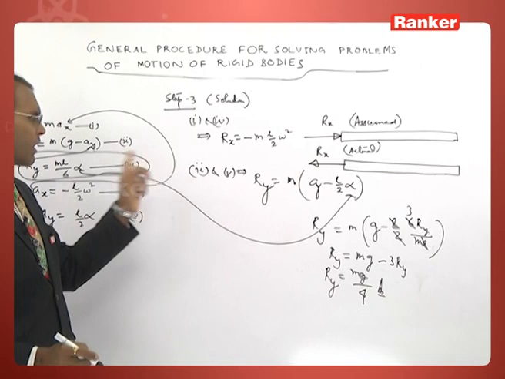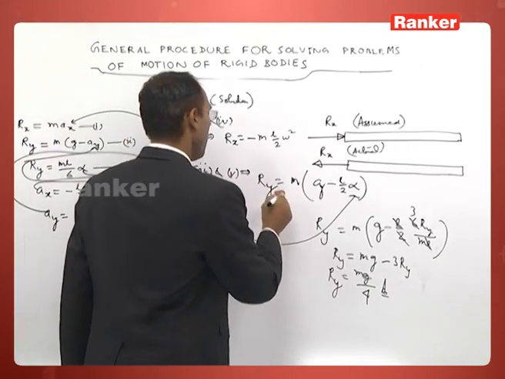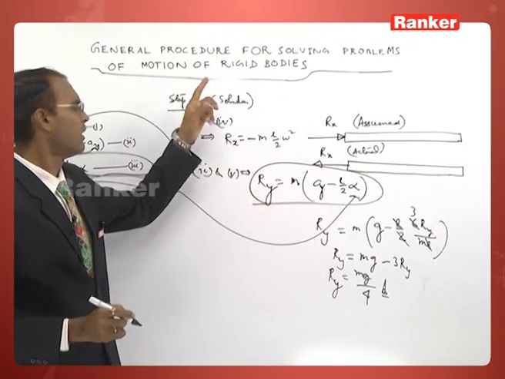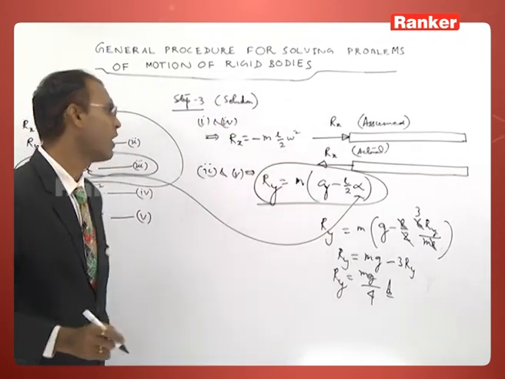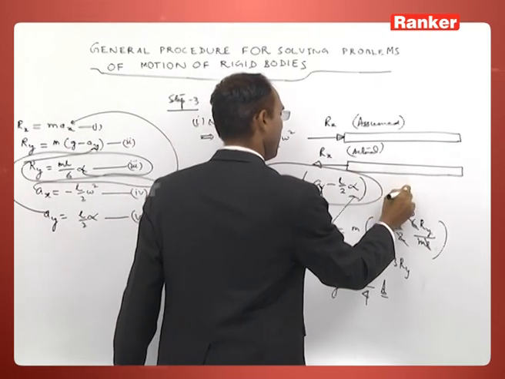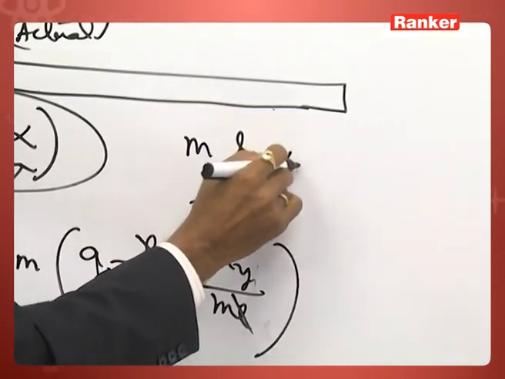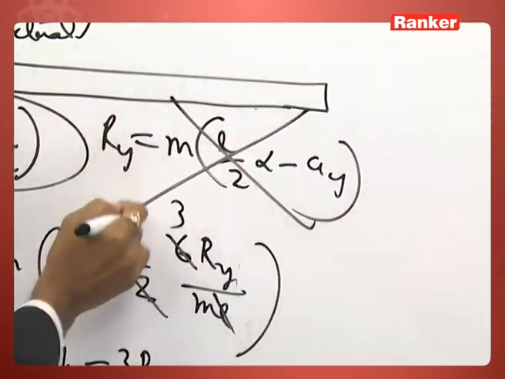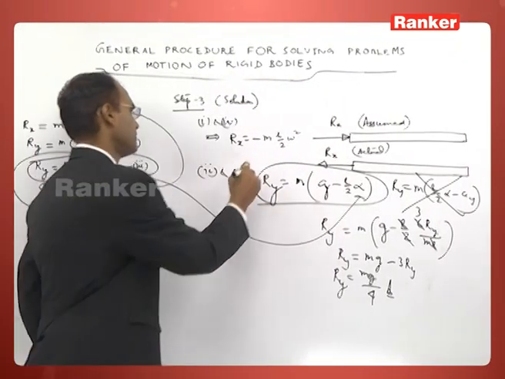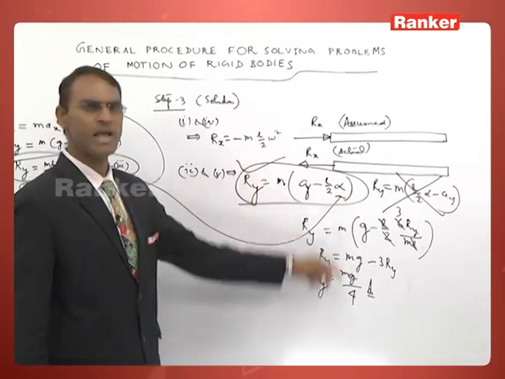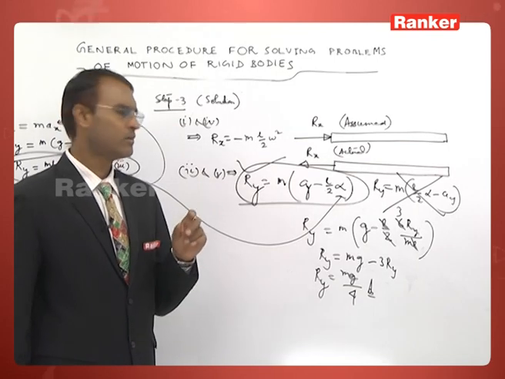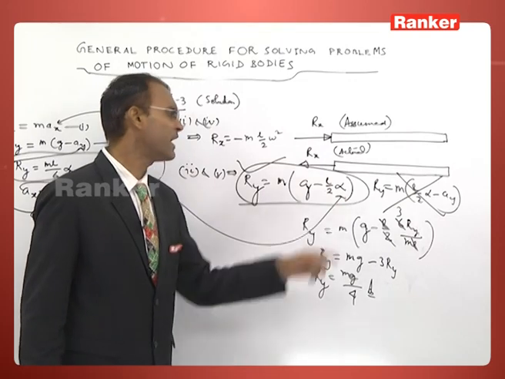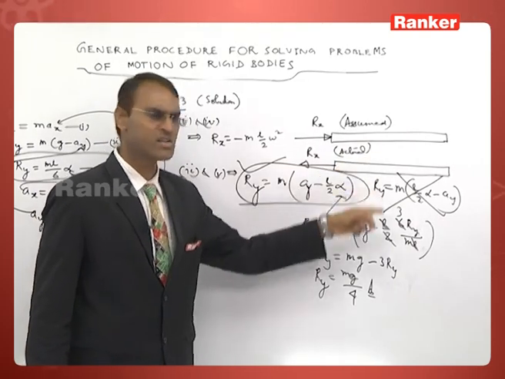We got the wrong answer earlier because instead of writing the equation Ry is equal to m into g minus L by 2 alpha, we wrote m L by 2 alpha minus g, that's equal to Ry. This is a wrong equation. This is a correct equation. We committed the mistake due to the incorrect direction of the forces and the assumed direction of acceleration of the center of mass.